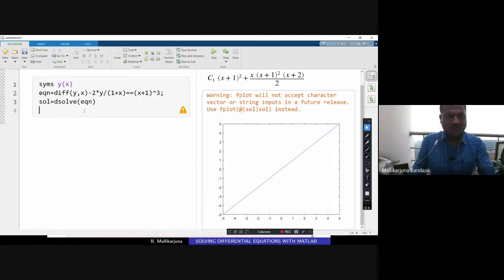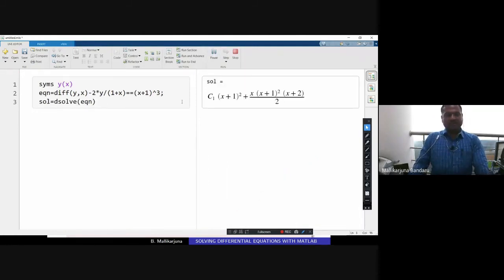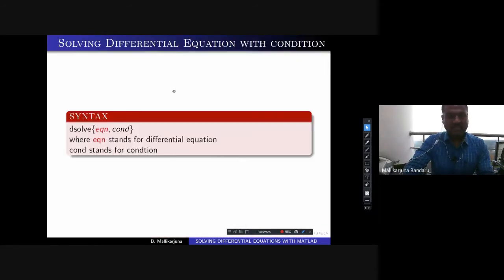How do you find the solution analytically using MATLAB software? Suppose there is a condition for this. How do you find the C1 value, I mean the arbitrary constant, right? For this case, this is the arbitrary constant. How do you find that constant? And for that, let us take certain problems.